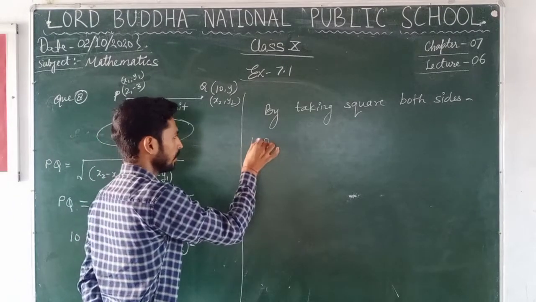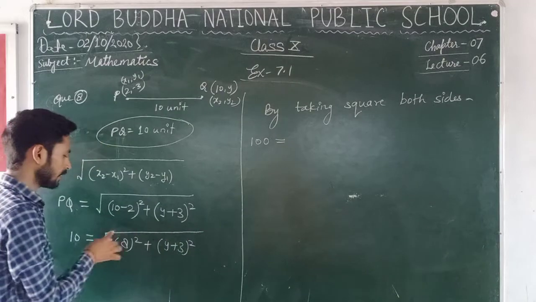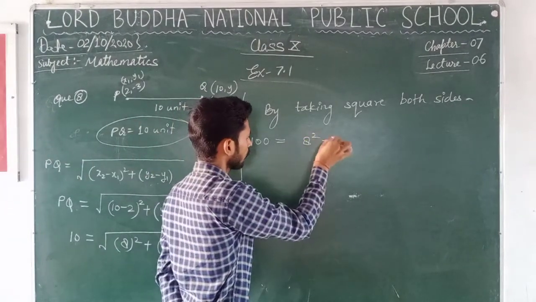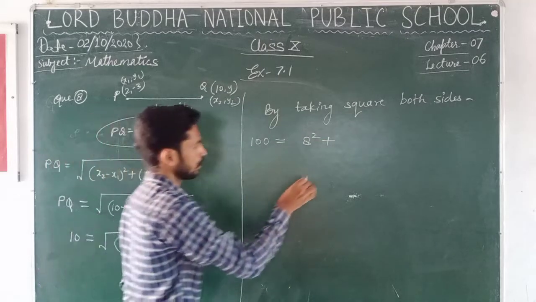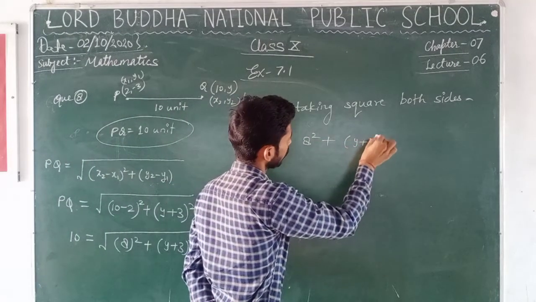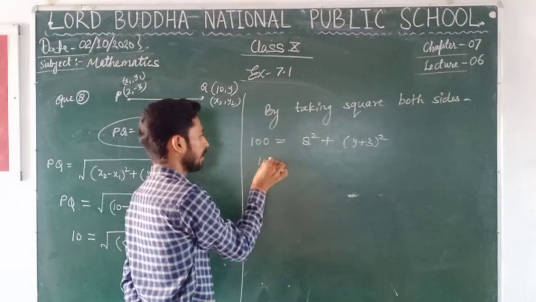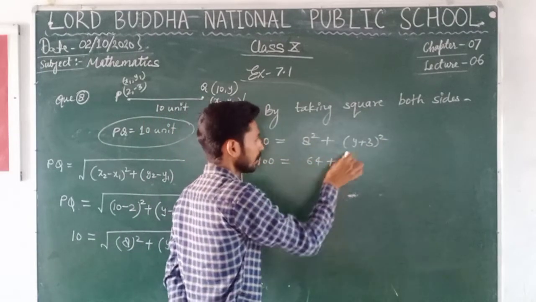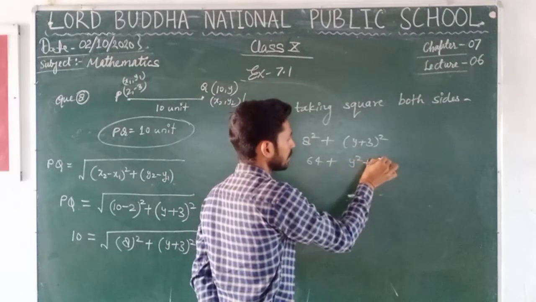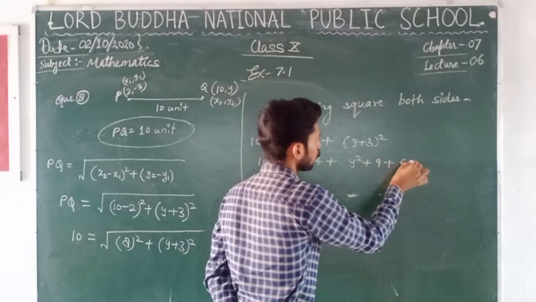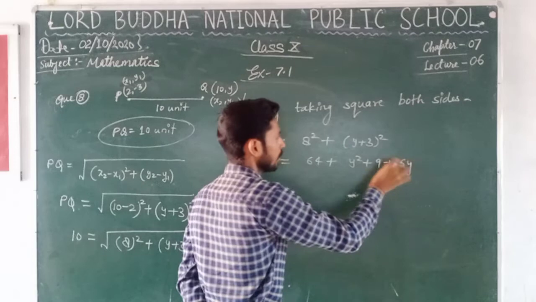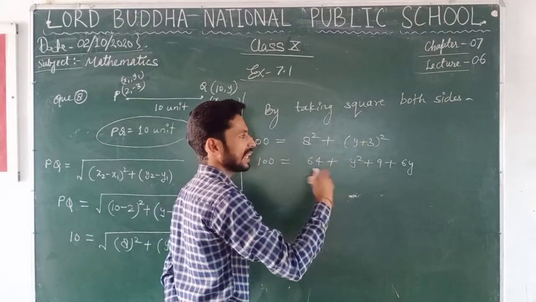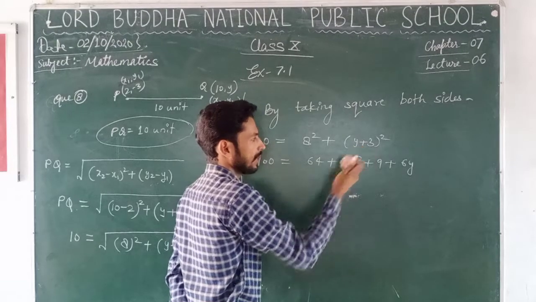So right here 100, that's equal to, this square root will be cancelled. So 8 square plus (y plus 3) square. Here will be 100, that's equal to 8 square, that is 64, plus y square plus 9 plus 6y. Okay, this is the expansion of the whole square of y plus 3.